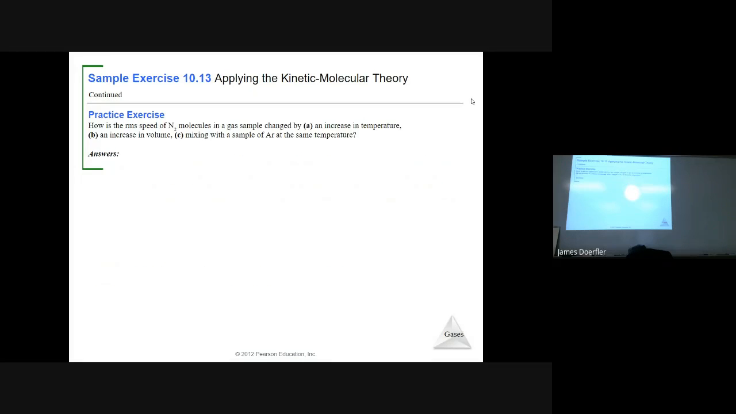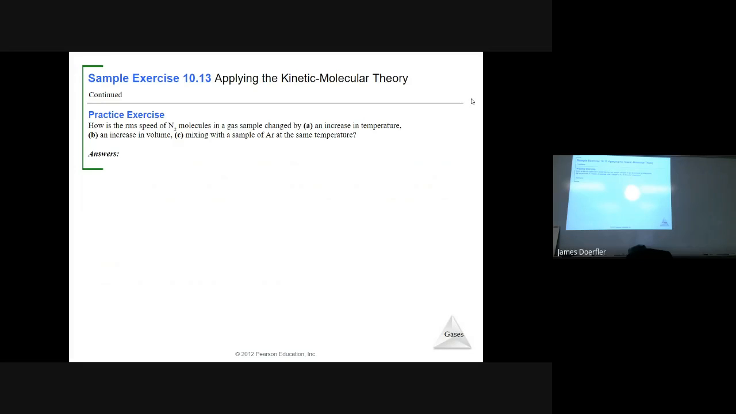But what if we're talking about speed in this new situation? RMS speed just stands for root mean square speed. It's really just a measure of the number of molecules that are moving at a particular speed. So we've got N2 molecules in a gas sample. What's going to happen to the speed of these molecules if we increase the temperature? Is the speed going to remain constant, is it going to decrease, or is it going to increase?